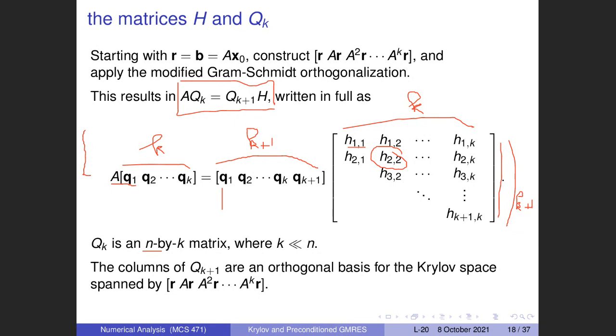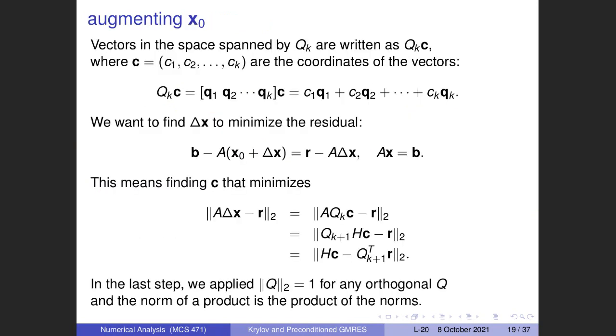The Q will represent the orthogonal basis in the Krylov space. The H is an upper Hessenberg matrix. And let us not forget that this is an iterative method. So how do we now augment the x naught?